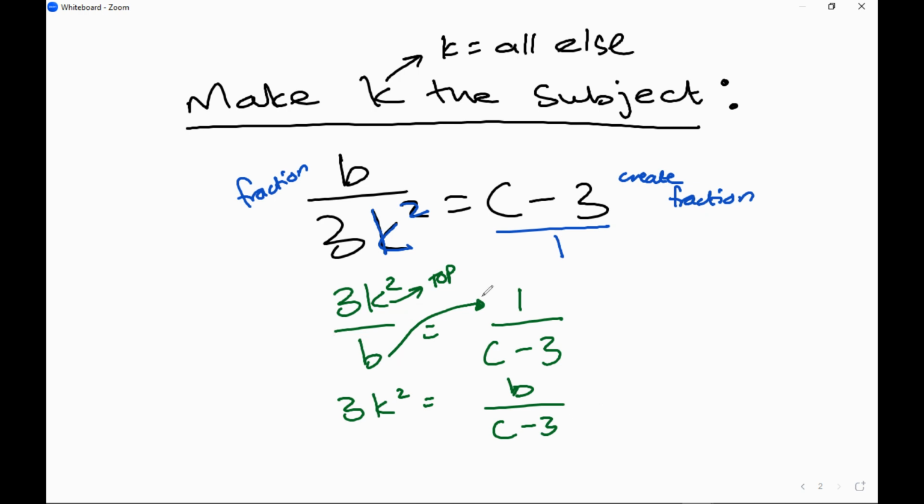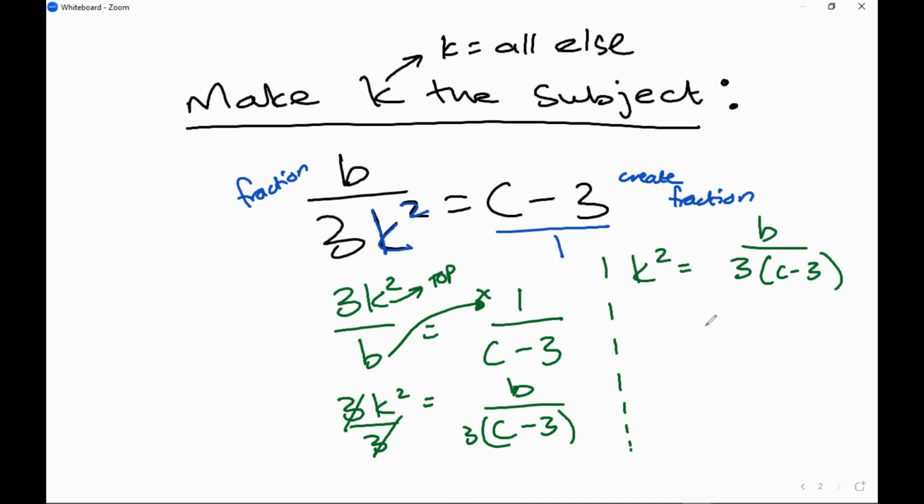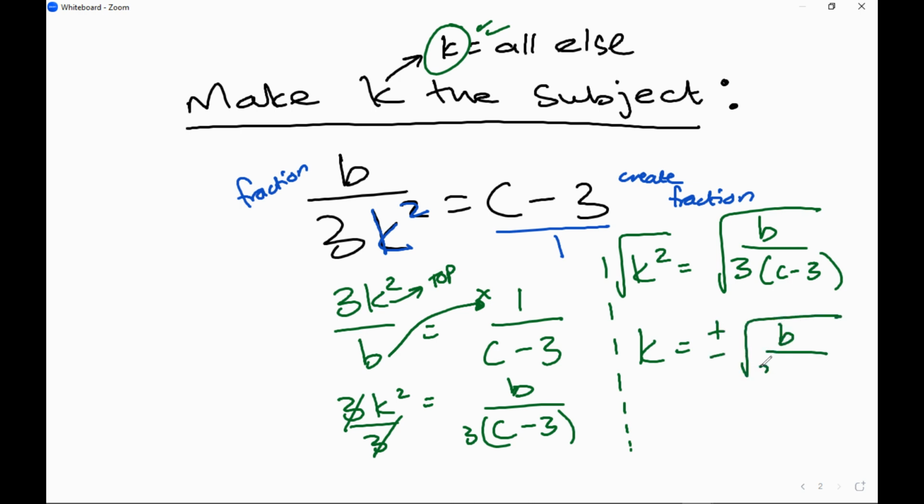Because I'm dividing, so I multiply at the top here. And now I divide both sides by 3. In other words, the 3 ends up at the bottom here. You can see I divide both sides by 3. And I end up with k squared equals b over 3 times c minus 3. Now, if I square root both sides, I will have k on its own, just the way I want it. I put a plus minus the square root of b over 3 times c minus 3, or 3c minus 9.